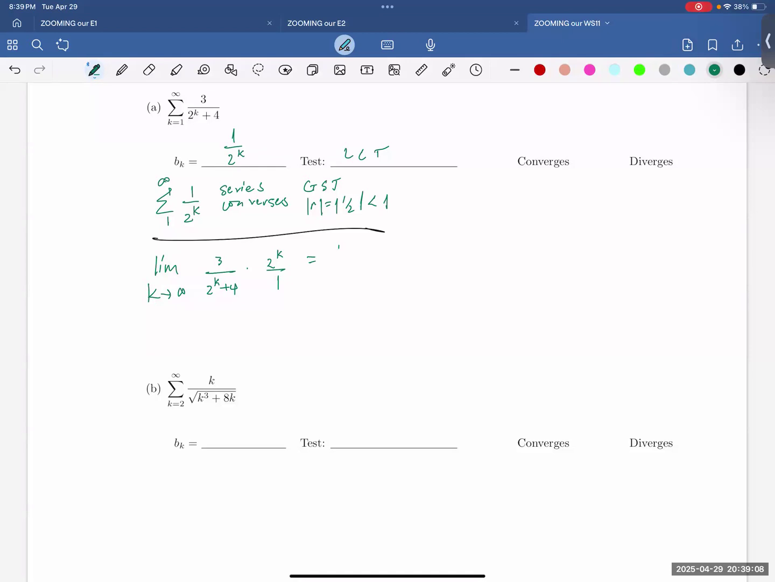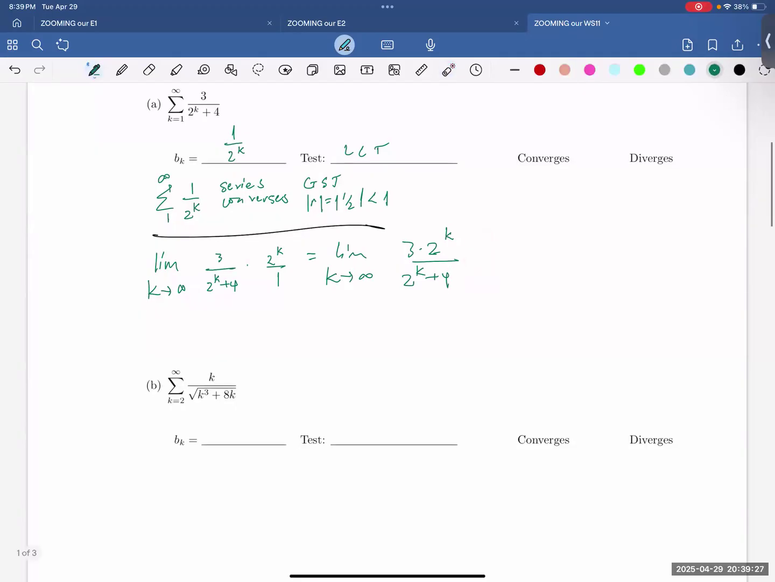So what do we end up with? We have the limit of 3 times 2 to the k, that's not 6 to the k, over 2 to the k plus 4. The limit right now is infinite over infinite. Maybe divide out by 2 to the k.